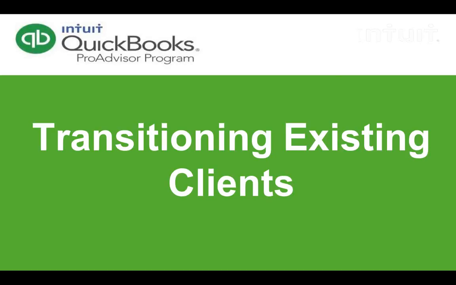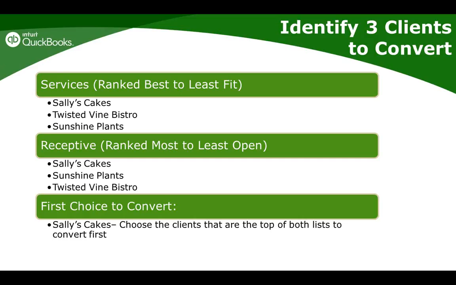We've got two ways to rank these clients. First is by the business. What kind of services do these clients offer? How easy will it be to move this client online as far as their business offerings? So this is someone that maybe just provides services. Here we've got Sally's Cakes, Twisted Vine Bistro, and Sunshine Plants.